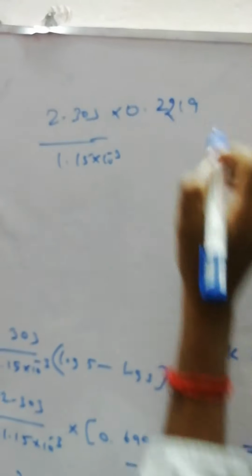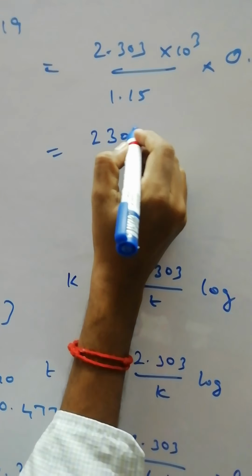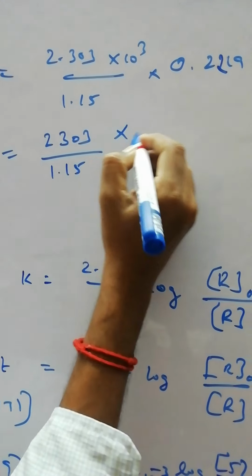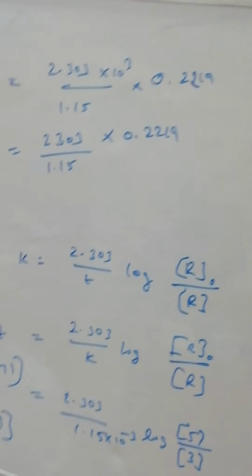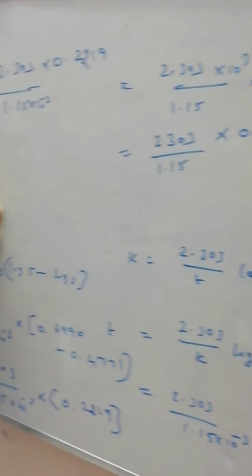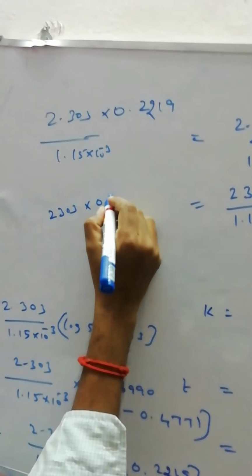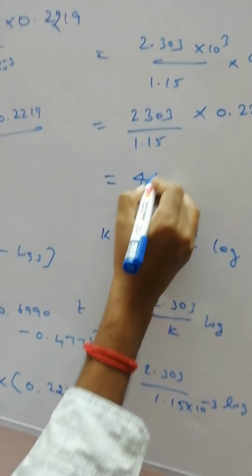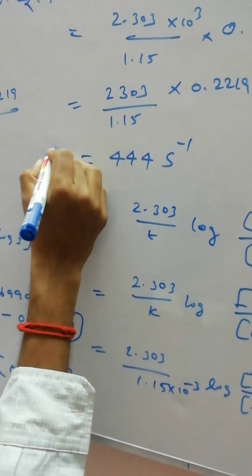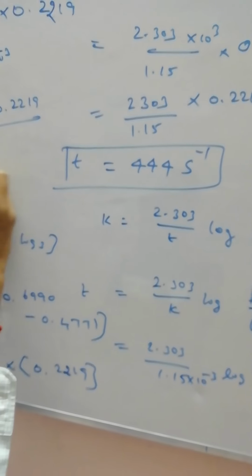2.303 into 1000 means 2303 by 1.15 into 0.2219. So you have to multiply again. What is the product for this? 2303 into 0.2219, simplify this one. The answer would be 404 seconds. You have to multiply these two things.